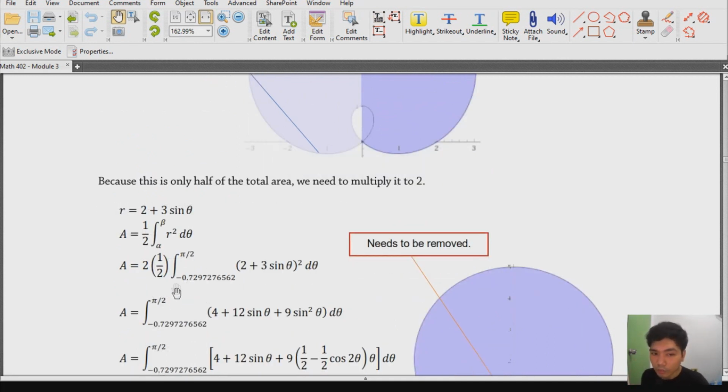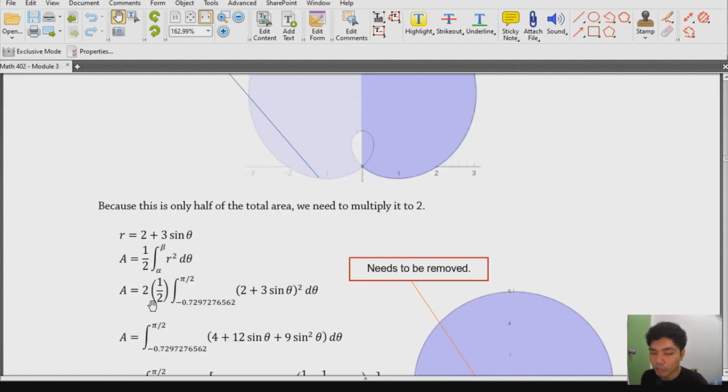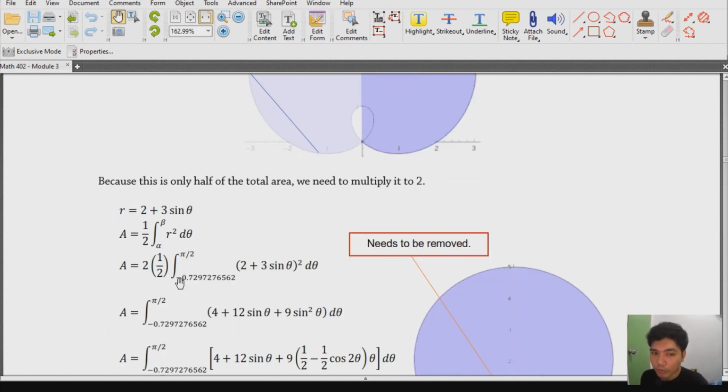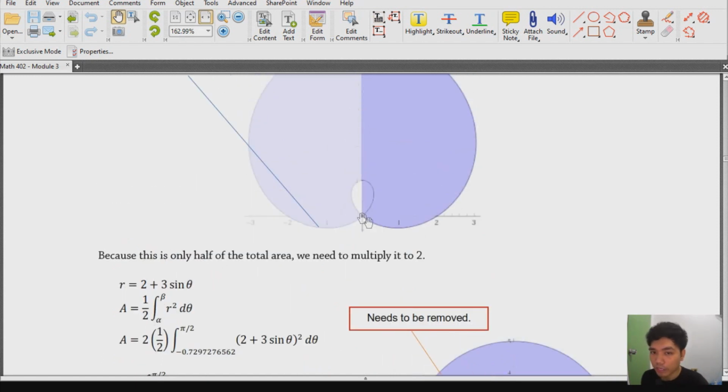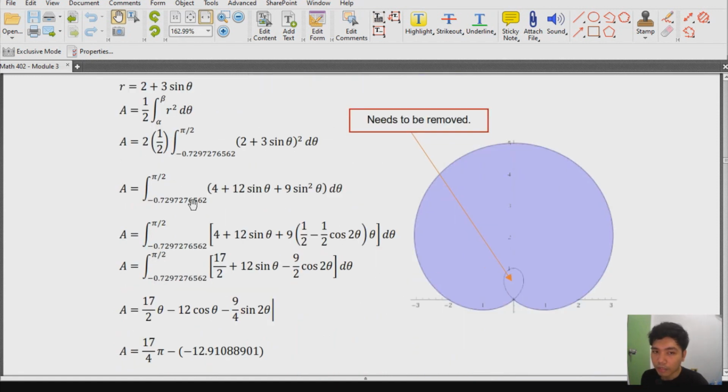So, with this, we have, diba, 1/2. And then, sabi nga natin, half lang to. So, meron siyang 2 multiplier. And then, ano ba yung angle na to? So, that's negative 0.7972562. Magiging 0 yung ating r doon. So, kaya nag-0 to and going to pi over 2. So, that's 2 plus 3 sine theta. And then, ito na yung kanya magiging area, that portion.